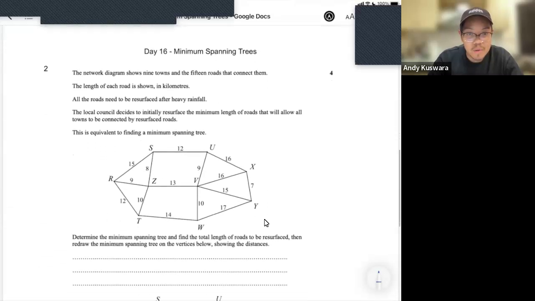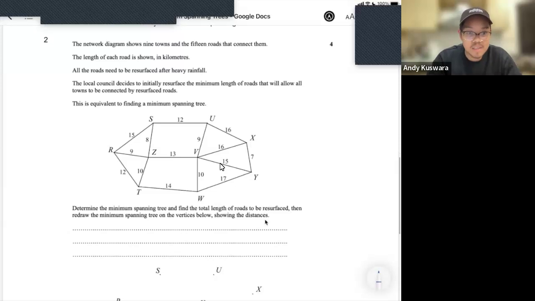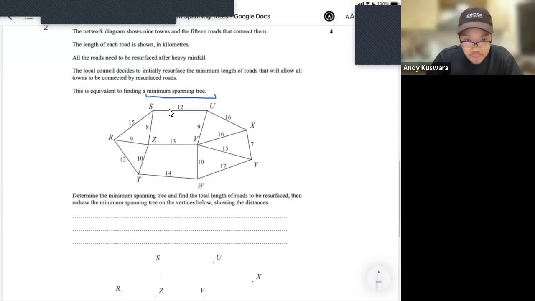Now there are some other questions, so let's take a look. It's going to be very similar. It says here the network diagram shows 9 towns and the 15 roads that connect them. The length of each road is shown in kilometers, and all the roads need to be resurfaced after heavy rainfall. The local council decides to initially resurface the minimum length of roads that will allow all towns to be connected by resurfaced roads. This is equivalent to finding a minimum spanning tree. Boom, there's your key question. Determine the minimum spanning tree and find the total length of the roads to be resurfaced. Then redraw the minimum spanning tree on the vertices below.